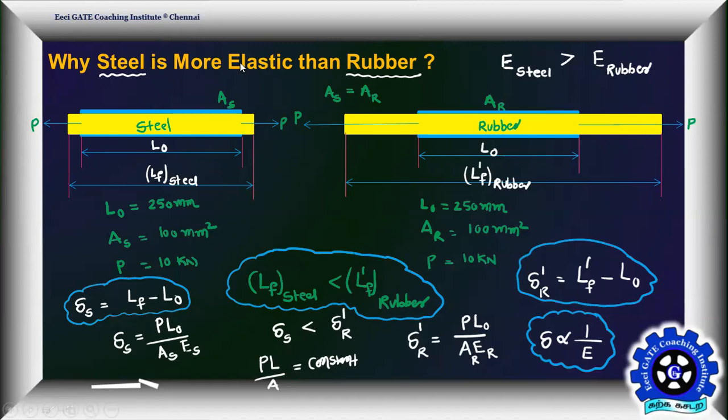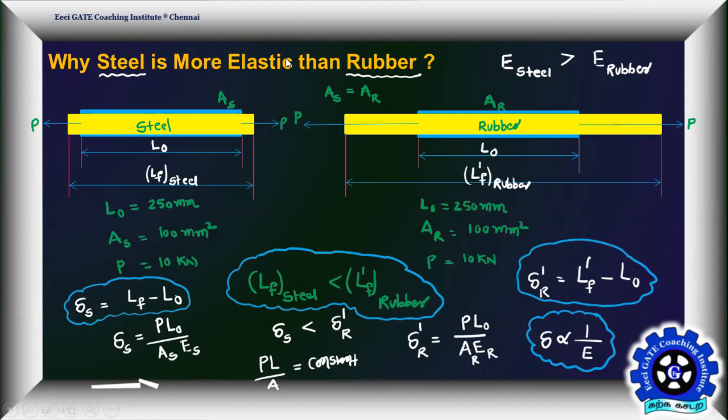More elastic means, first you need to explain what is meant by elastic. What is meant by elasticity? Elasticity is a property of a material of coming back to its original position after removal of the load. That point should come in the explanation. Otherwise, the interviewer will feel you are a mug-up candidate. Understood now? Yes, sir.